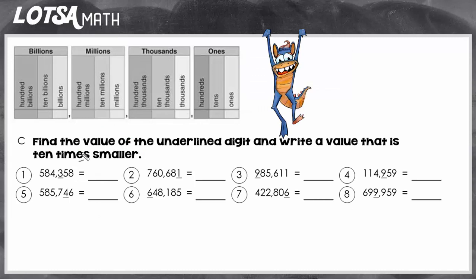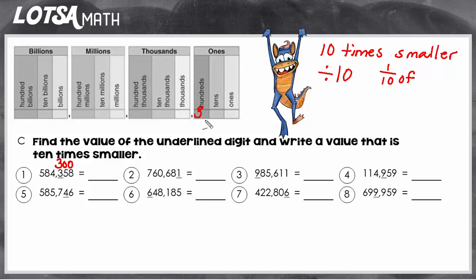So let's look at number 1. We're going to find the value and write the value that's 10 times smaller. So on number 1, the value of this 3 is 300 because it's in the hundreds place. And now we're going to make that 10 times smaller. Well, 10 times smaller is the same thing as divided by 10 or 1/10 of. So if this value is 300, to make it 10 times smaller, we need to do 300 divided by 10. But there is an easier way. We can just think about, right now, we have 3 hundreds.